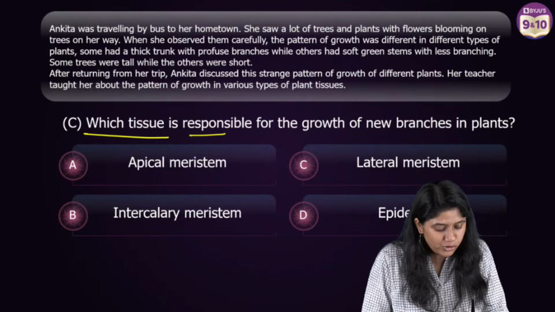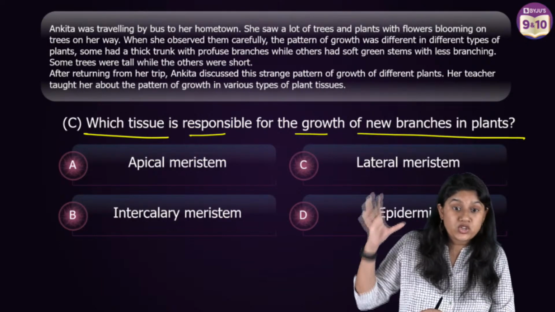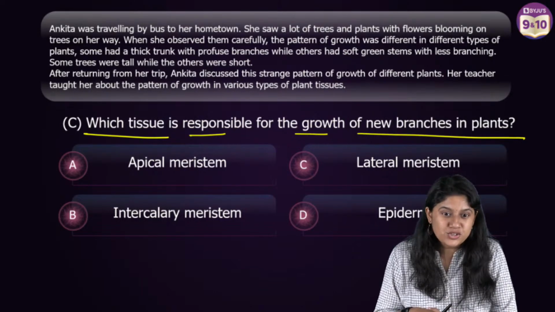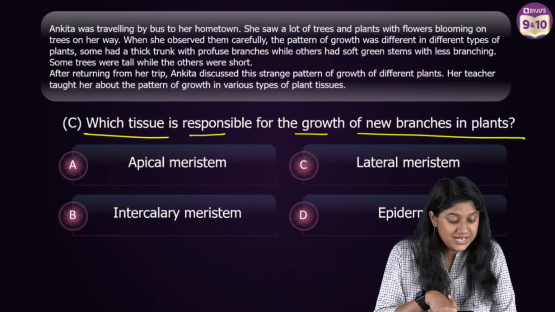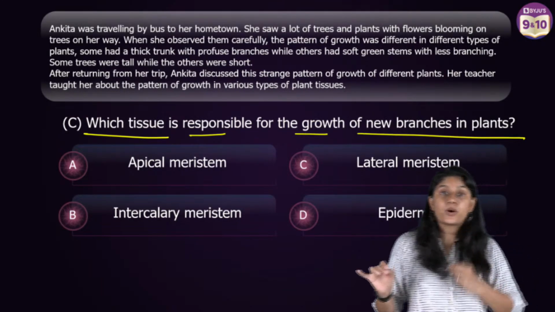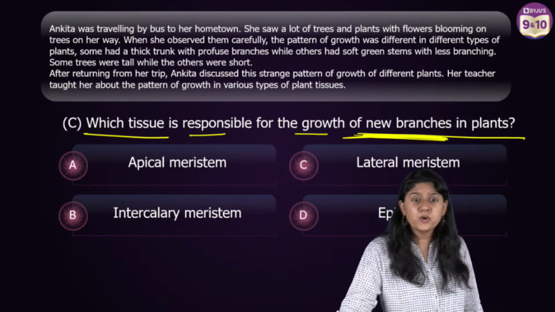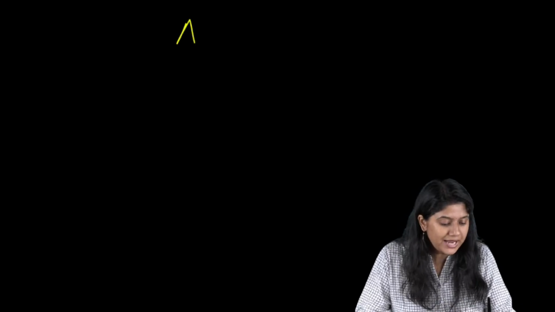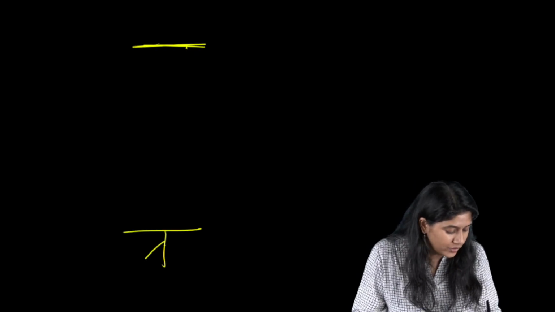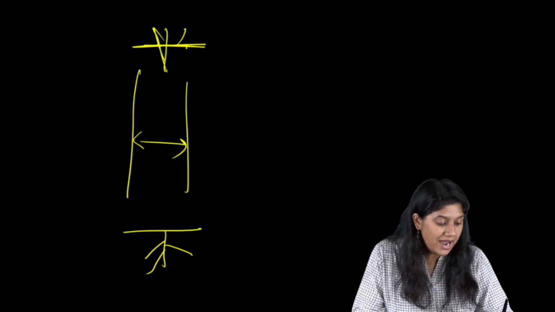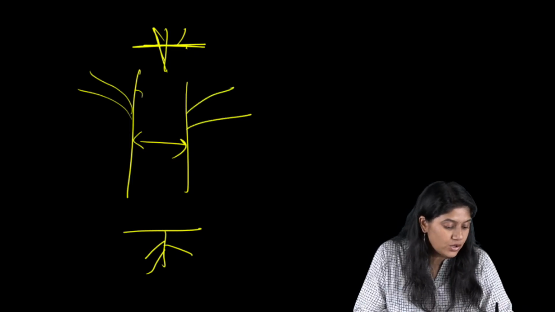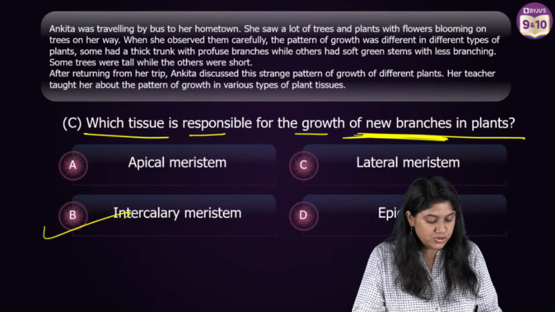Which tissue is responsible for the growth of new branches in plants? Which among these is the very important tissue for the growth of new branches in plants? Is it apical, lateral, intercalary or epidermis? Look at the important words that we have: new branch. You remember, we have apical at the shoot tip and the root tip. In between we have the lateral for the girth. But if we have new growth of the branches and the leaves, we need intercalary, right? So here we have the answer, which is option number B.